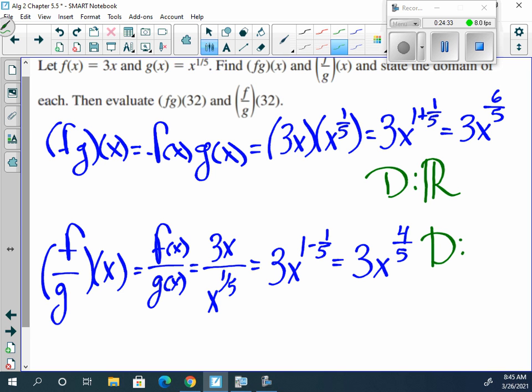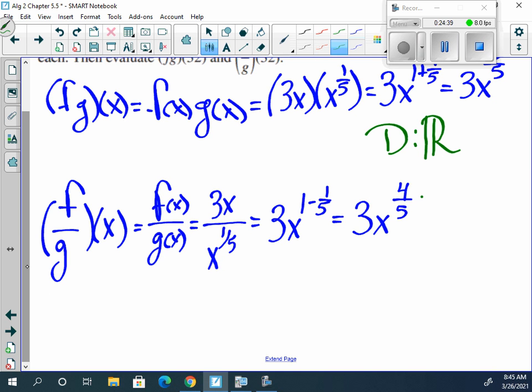Now the domain for this here would be what? All real numbers except 0. Because we still need to consider x to the 1/5 in the denominator, so we have to exclude 0.